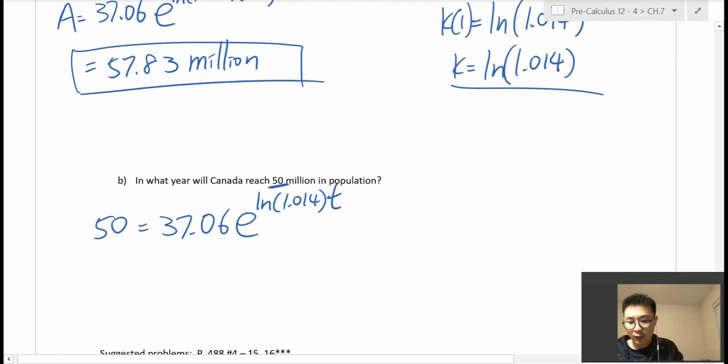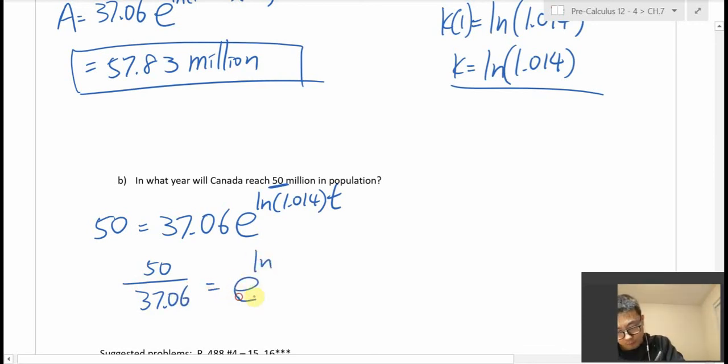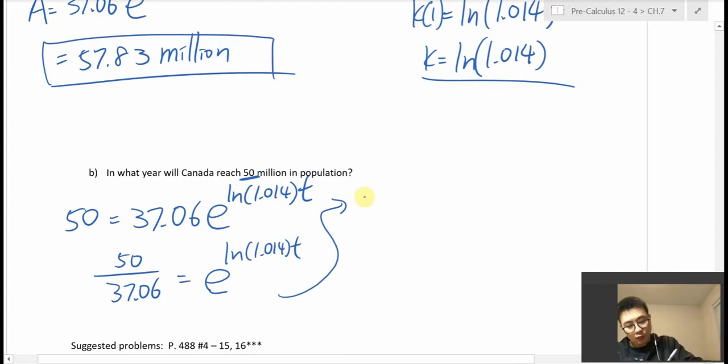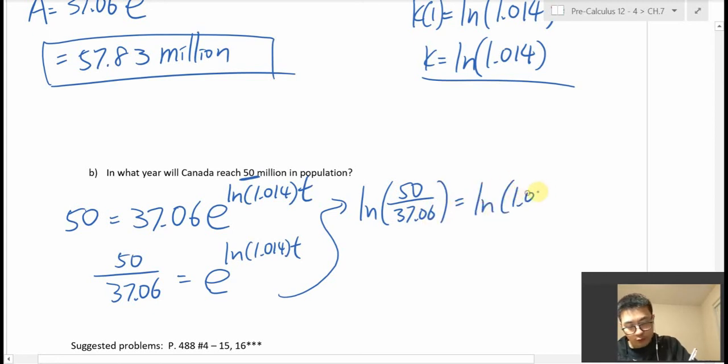So we can solve this. This is simply an exponential equation. We can divide both sides by 37.06. This is equal to e to the power of ln 1.014 t. Now we can log both sides. Because we're dealing with base e, we're going to natural log both sides. So it's going to be ln of 50 divided by 37.06 equals ln of 1.014 times t times ln of e. Remember, ln of e is simply 1, so we don't really need to worry about that.